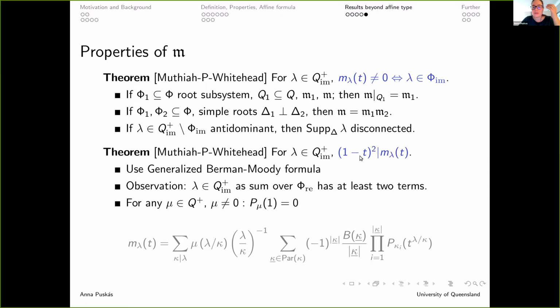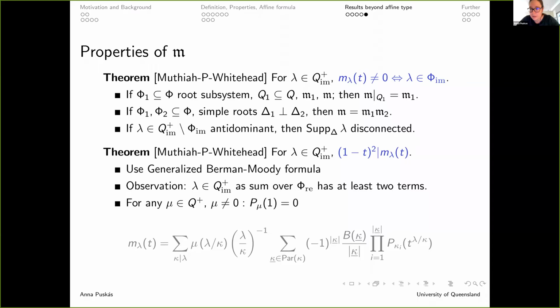I want to stop here for a moment because we were very curious when we were thinking about this with Dinakar and Ian. Is this property true? When we could compute some examples, it looked like, yes, this polynomial is always divisible by 1 minus t squared. We knew that in the affine case, the polynomial is always divisible by 1 minus t squared, and in fact, the quotient has some meaning about the affine algebra. Finally, we squeezed the proof of this divisibility out of the Berman-Moody formula in an entirely technical manner. But we have no idea what the quotient means about the Kac-Moody Lie algebra.